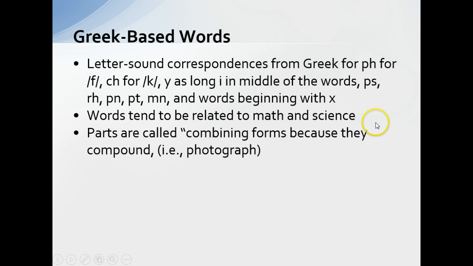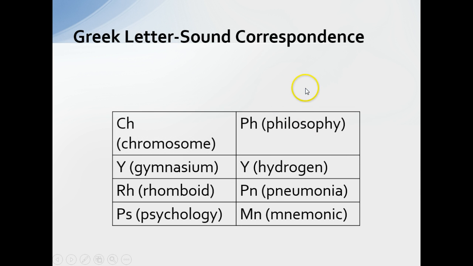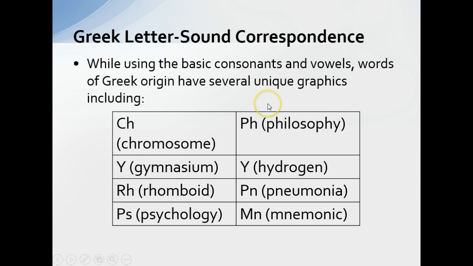Words tend to be related to math and science usually when they're Greek-based like this. Parts are called combining forms because they compound. Photograph or photography. Greek letter sound correspondence, here they are. While using the basic consonants and vowels, words of Greek origin have several unique graphics, including chromosome, gymnasium, rhomboid, psychology, pneumonia, hydrogen, philosophy, mnemonic.